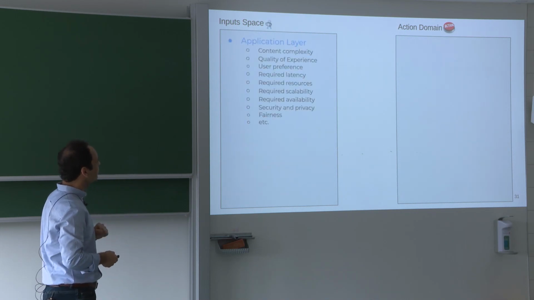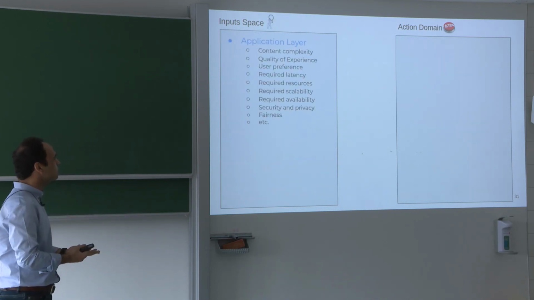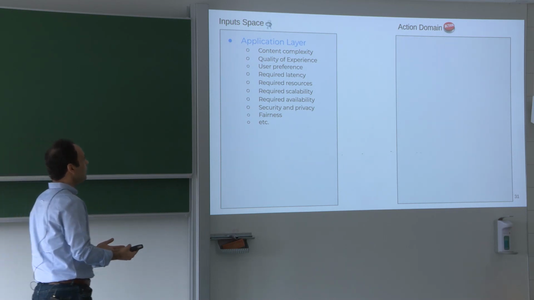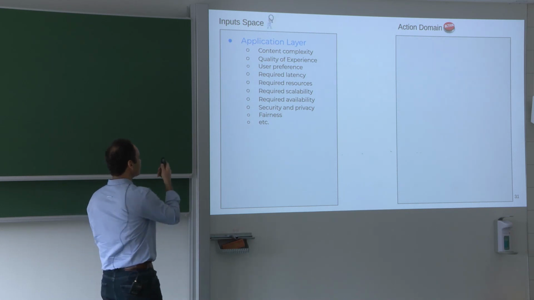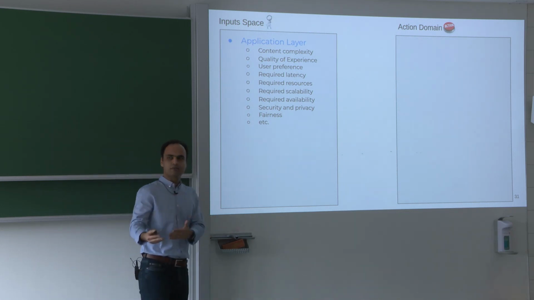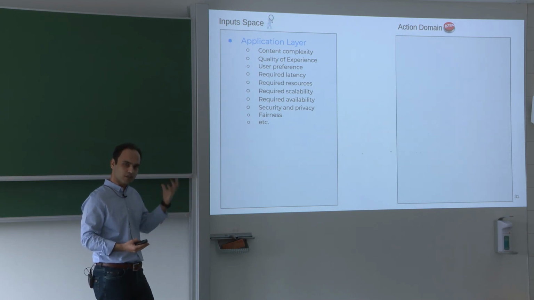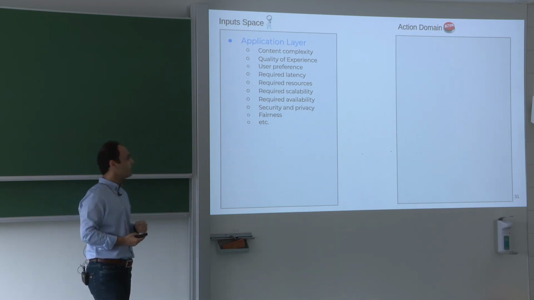For application layer, we have content, for example, content complexity, we have quality of experience, user preference, required latency, resources, scalability, availability, different things for the application. Which one do you want to consider for a solution?